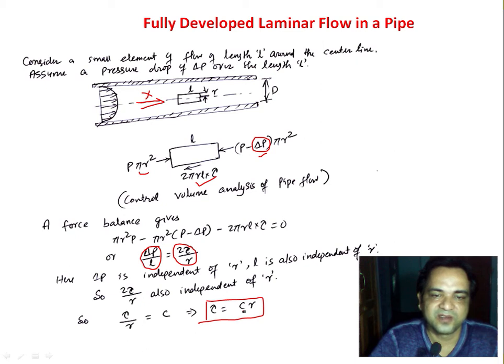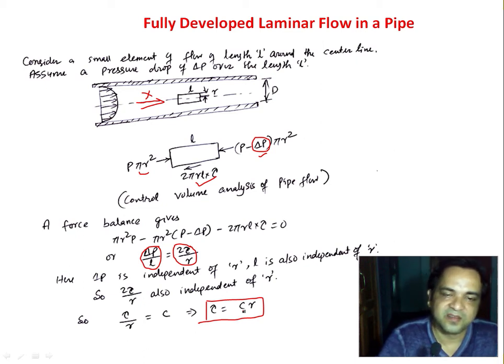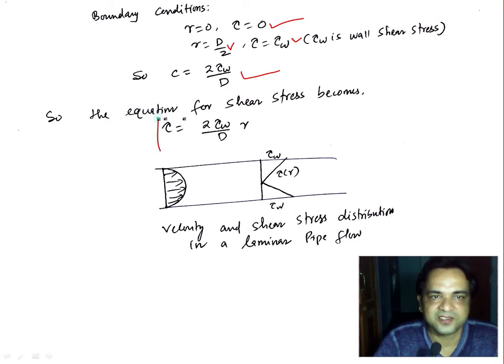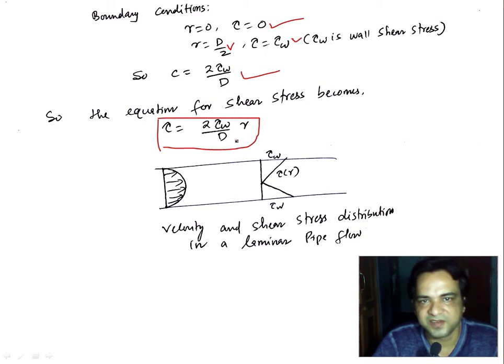This constant value we have to find. Then replacing this value, we will get the expression for the shear stress, how the shear stress will vary along the radial direction. So the boundary condition we have to use to solve that equation: when R equal to 0, at the center line, the shear stress is 0, and when R equal to d by 2, at the wall, the shear stress equals tau w, the wall shear stress. Putting this value we get C equal to 2 tau w by d. So put the value of C and we get the expression for the shear stress: tau equal to 2 tau w by d into R.